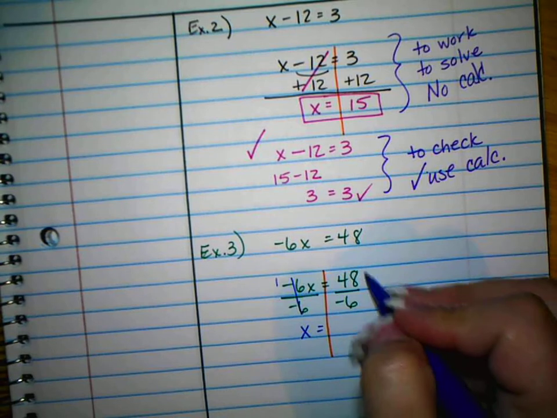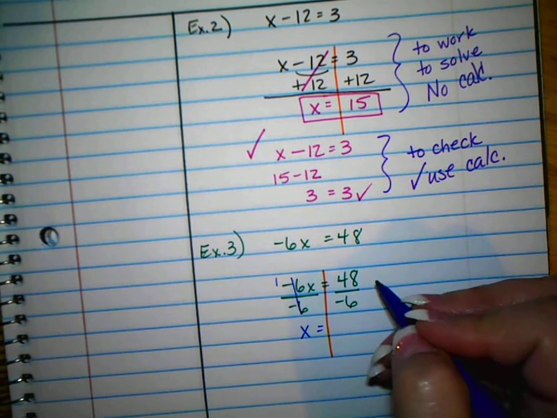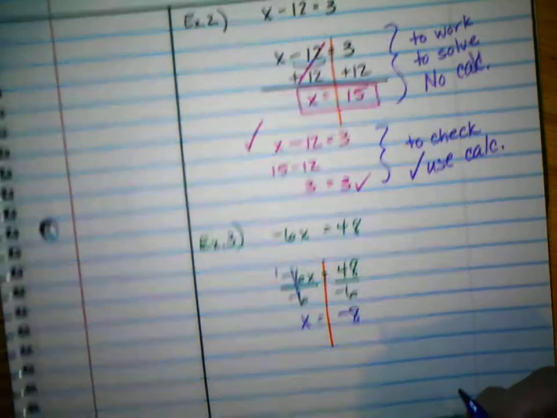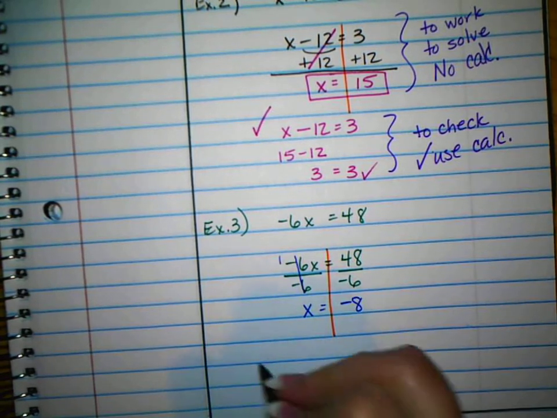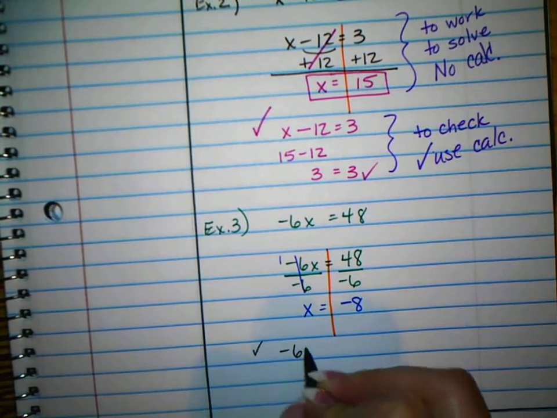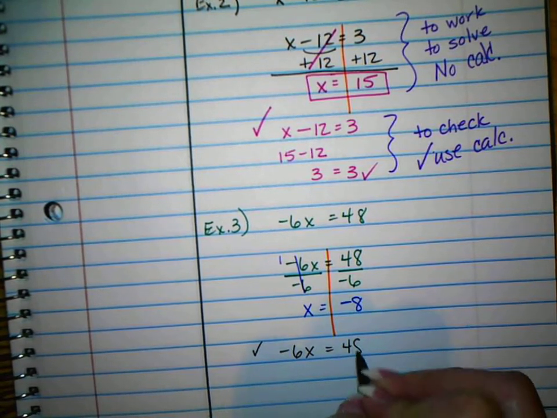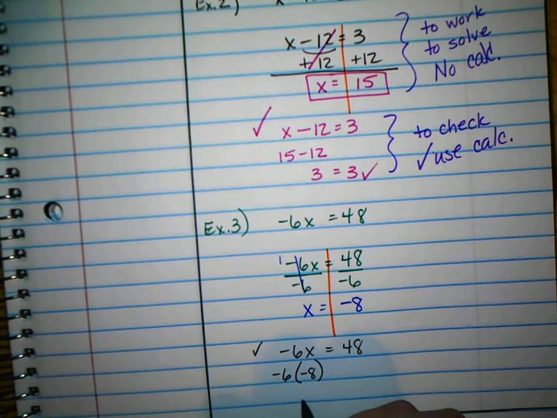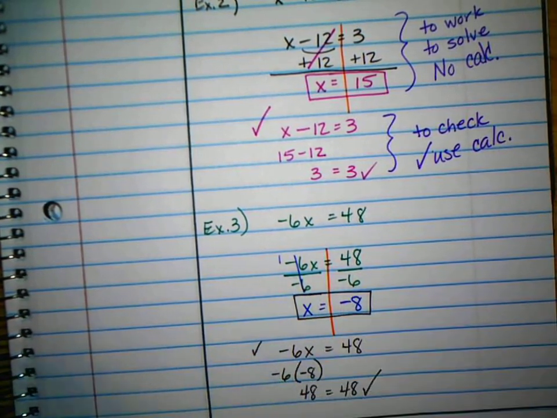Now, here, if you need to use a calculator to figure that out, go for it. Not a problem. Negative 8. And of course I have to check it. So negative 6x equals 48. So that's negative 6 times a negative 8, which is a positive 48. That checks. I can box my answer.